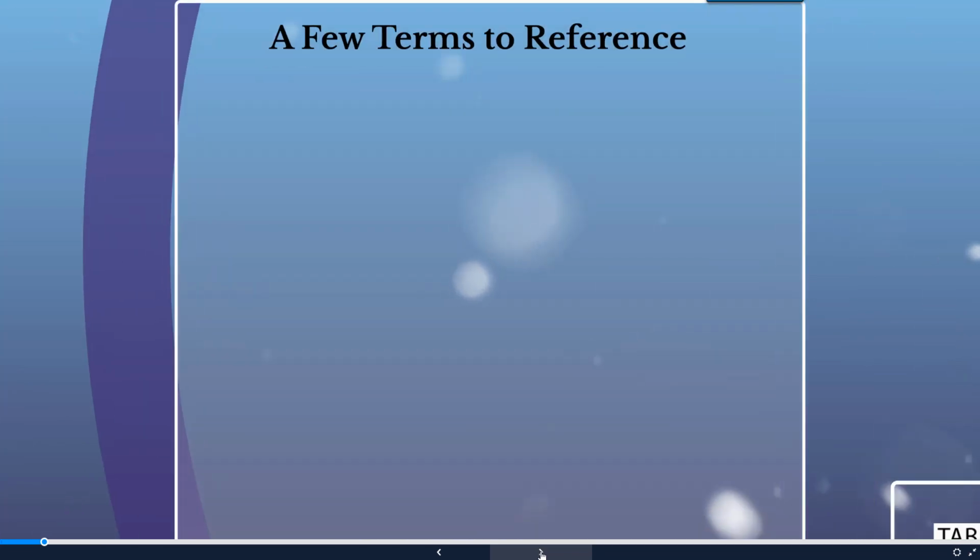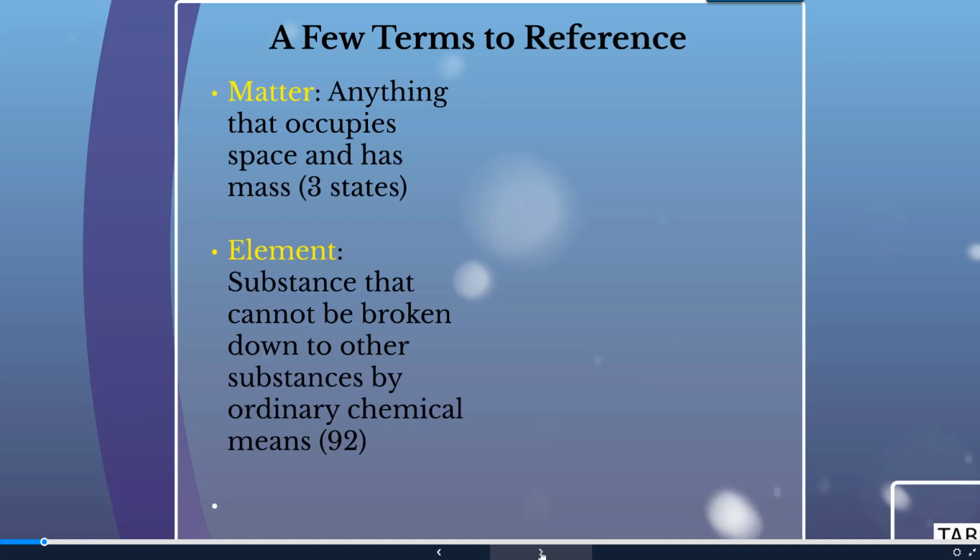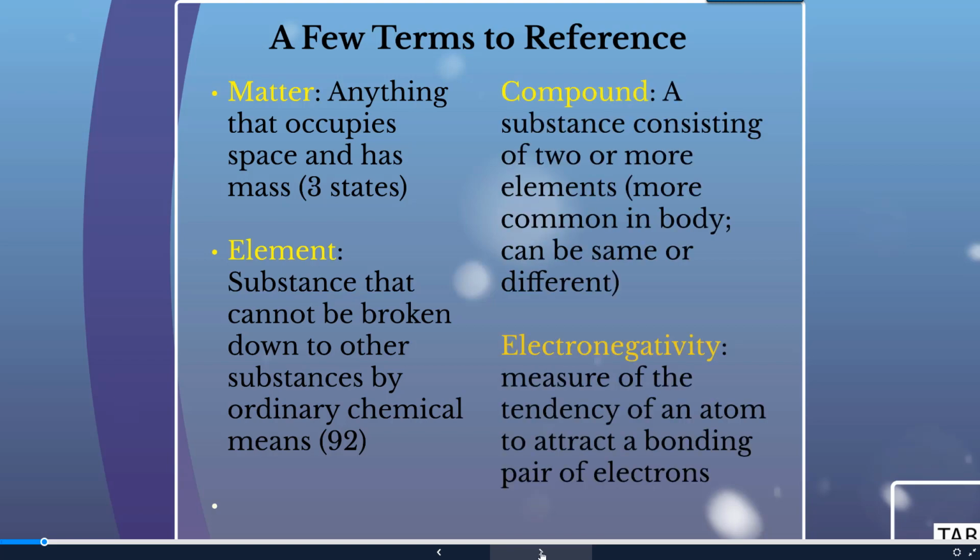And we have a few terms that we're going to reference throughout this discussion, so I thought that I'd present those to you here. One term is matter, which essentially refers to anything that occupies space and has mass. And there are three different states: a solid, liquid, and gas. We find the term element commonly used today, which is a substance that can't be broken down any further by any normal chemical means. So there are approximately 92 naturally found elements in the world.